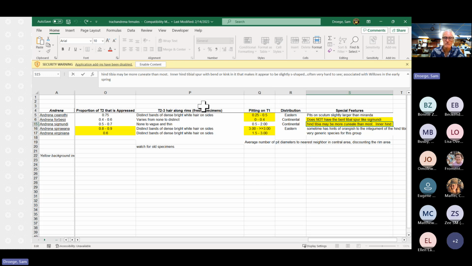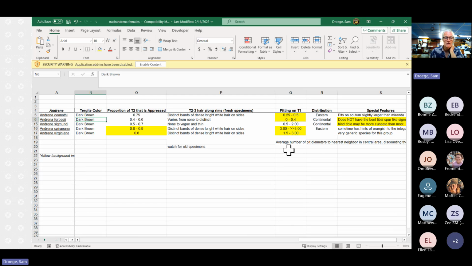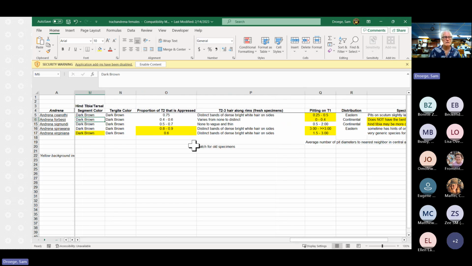And then I also point out, very hard to see. And I have to admit, I have not really been able to grasp that one. Whereas other times, like Andrena macra, I can see that twist in the tibial spur. It's pretty clear. But for a couple reasons, it does seem like we definitely have Forbesii.